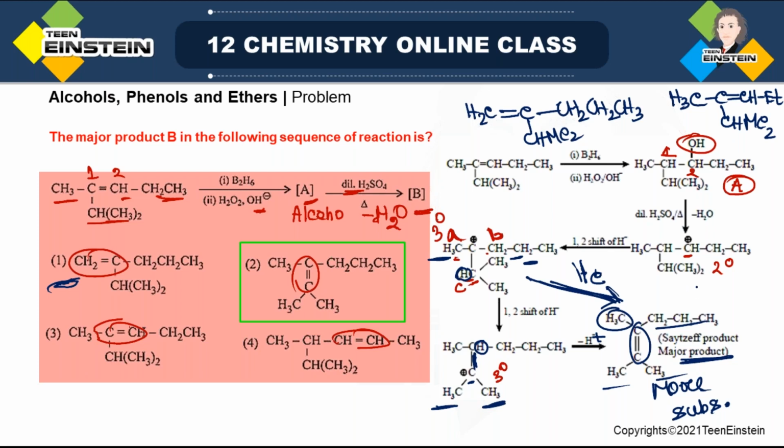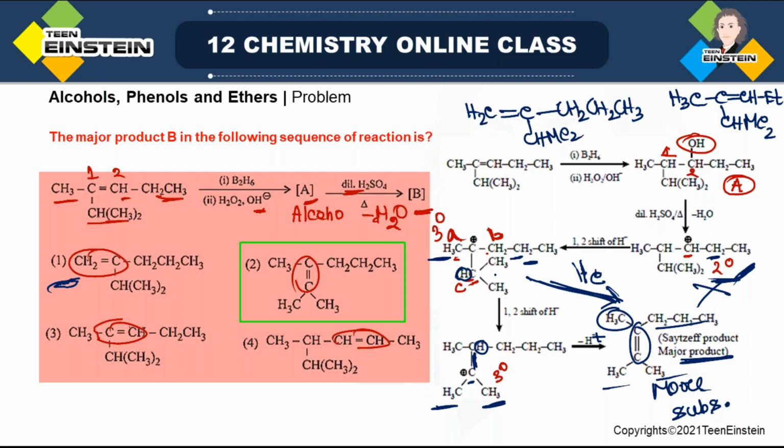And option 4 molecule is basically if you are removing this H from this 2-degree carbocation, then you will be getting option 4. But obviously you have to do rearrangement because you can generate 3-degree from 2-degree. Then why would you remove H plus from 2-degree? So that is why option 4 is not correct.